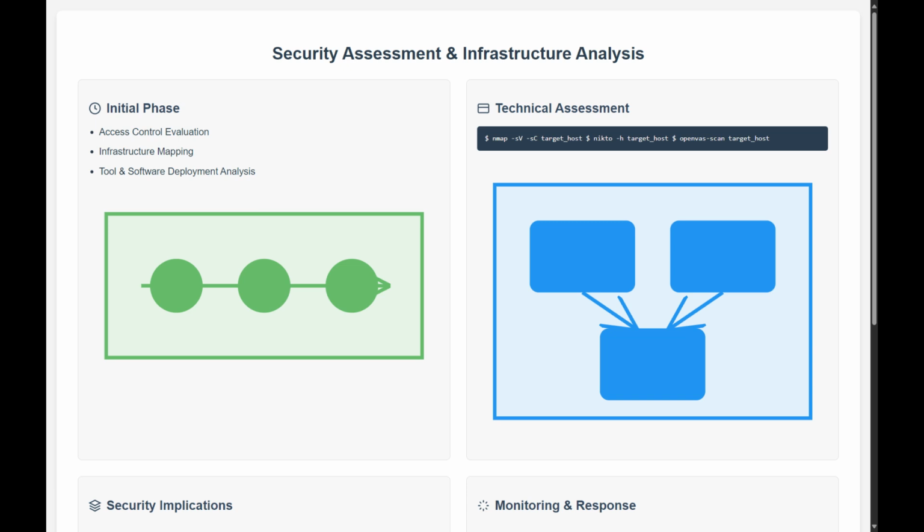It's important to note that active technical assessment typically triggers security monitoring systems, provided such controls are in place. The assessment findings help organizations understand their security controls' effectiveness and response capabilities. Following the assessment phase, the analysis moves to understanding potential security implications.